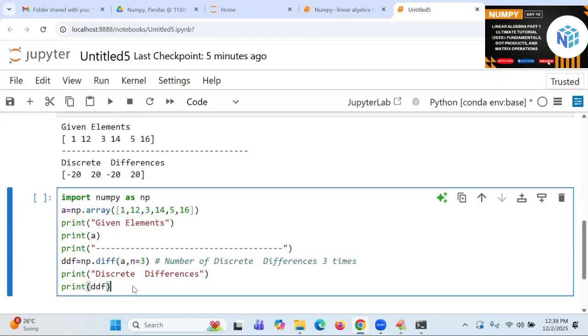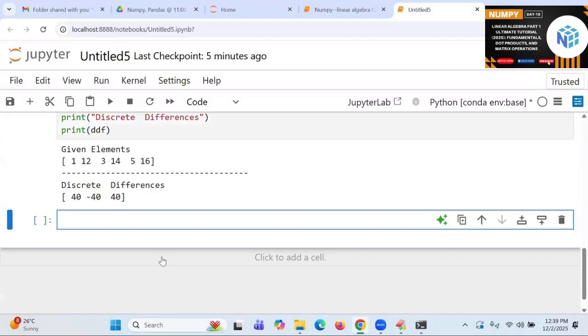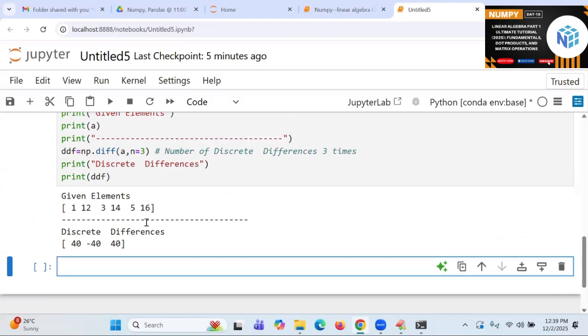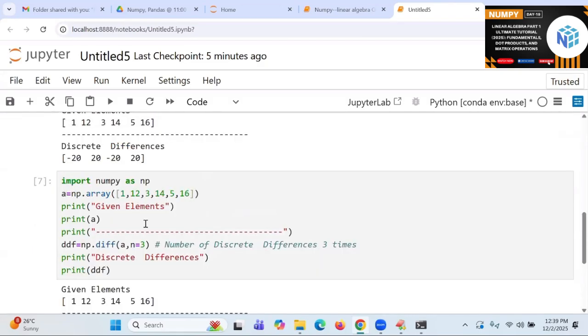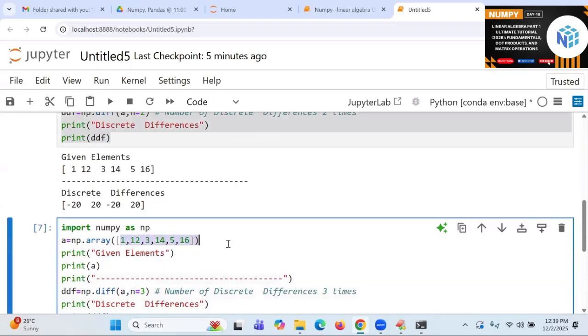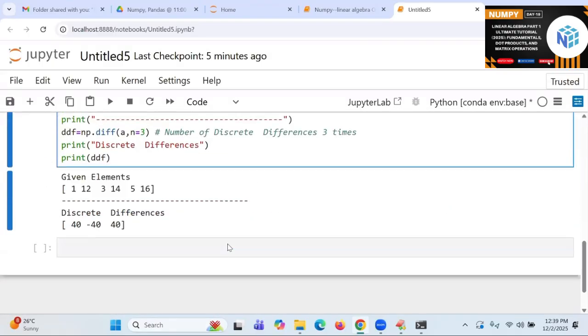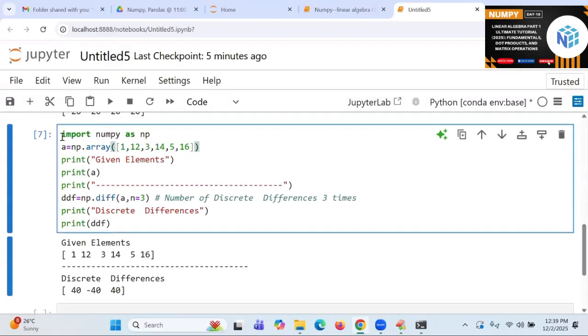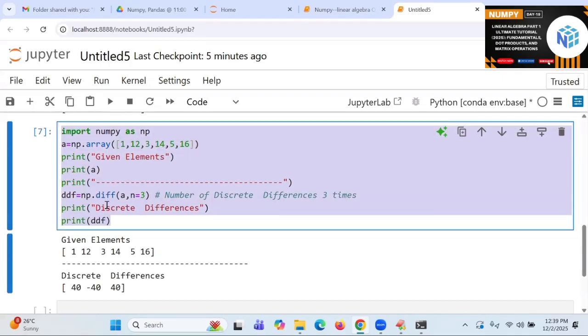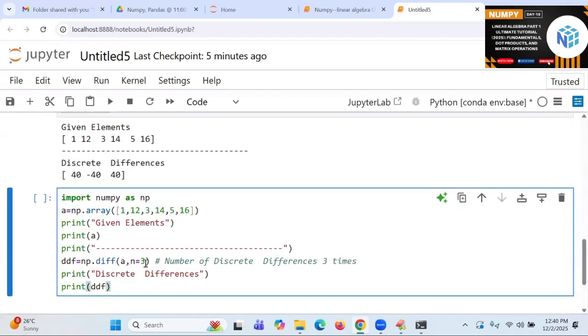So here discrete differences is like this. Okay now? Like that you can go for the number of times and find the discrete differences. So maximum how many times can I find the discrete differences? Length minus 1 times I can find. So if you want to go for the fourth time, what is the answer that will be coming?